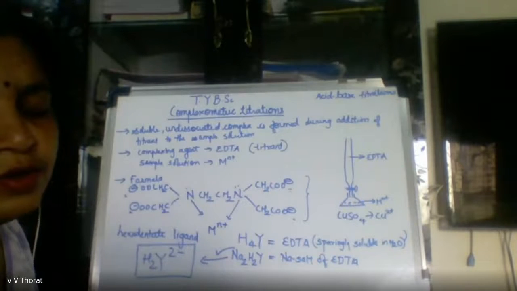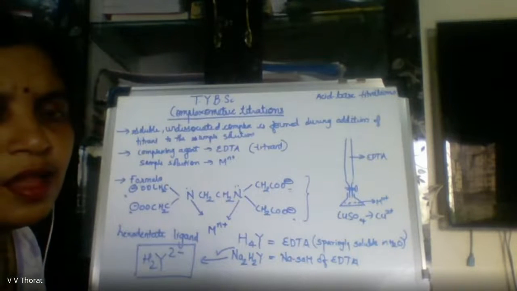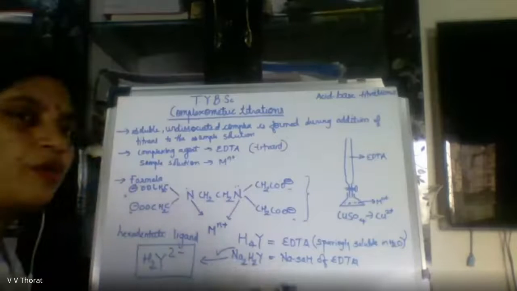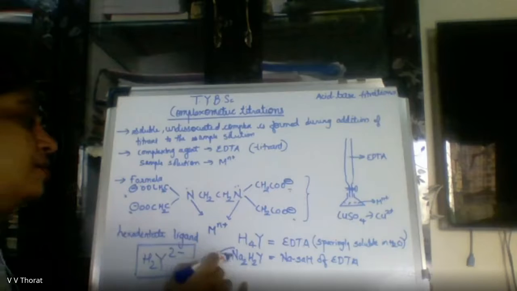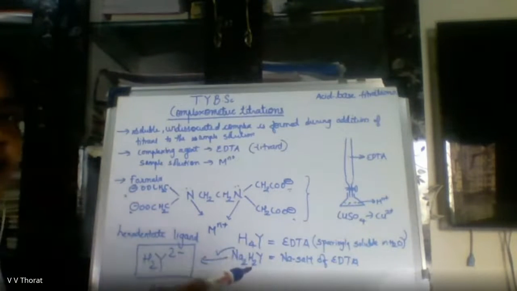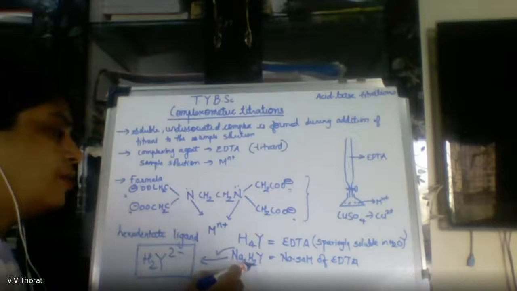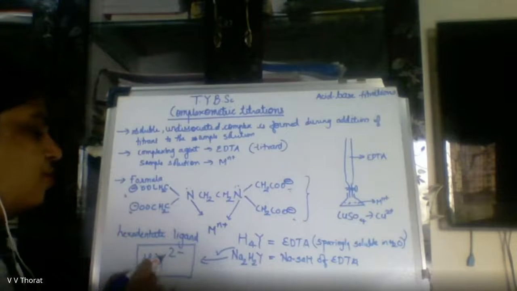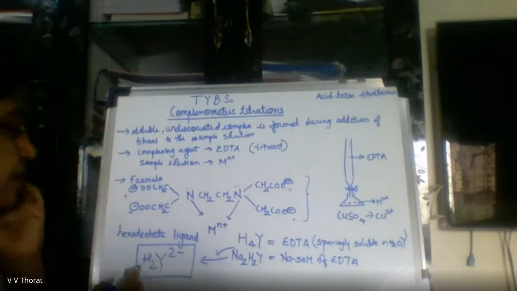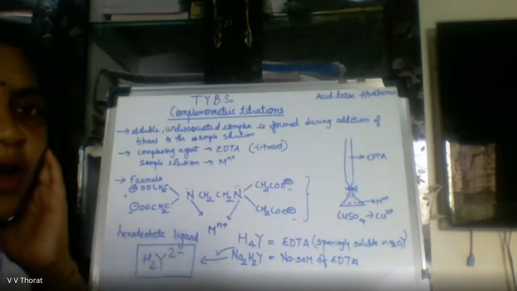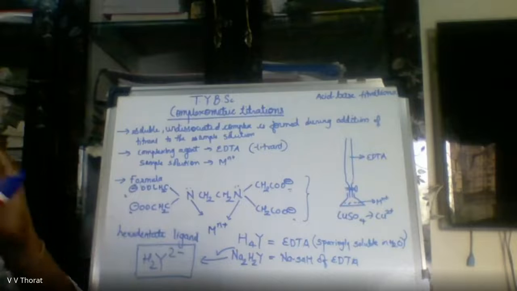But then, ma'am, is EDTA sparingly soluble in water? No, it is not soluble in water. So we use a sodium salt of EDTA. What is the formula for the sodium salt of EDTA? Na2H2Y. It is the disodium salt of EDTA, and this I can also write as H2Y2 minus. So if I write H2Y2 minus, it means it is a disodium salt of EDTA.